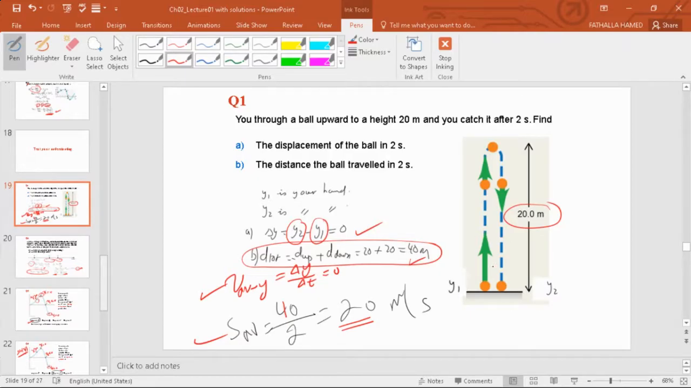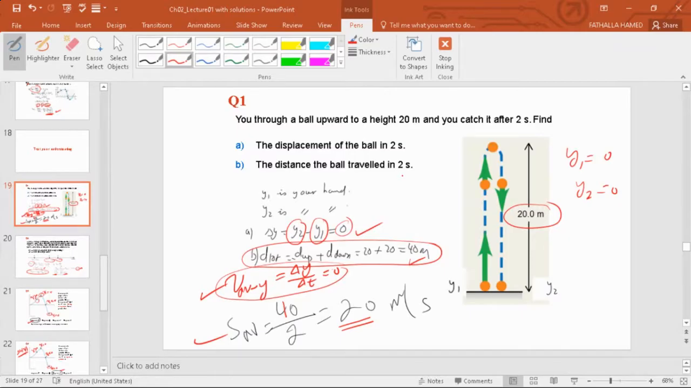And if you look at your y1, it's equal to 0. And your y2 is also equal to 0 because it will come back to you. So your delta y here, which is y2 minus y1, will equal 0. Which will give you your average velocity along the y, which is delta y over delta t, equal to 0.